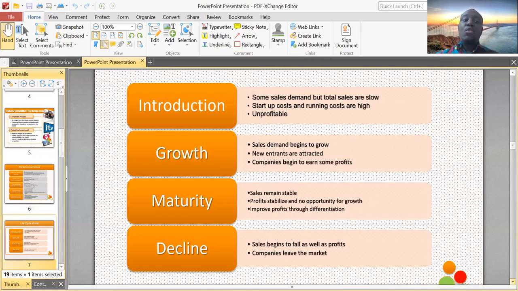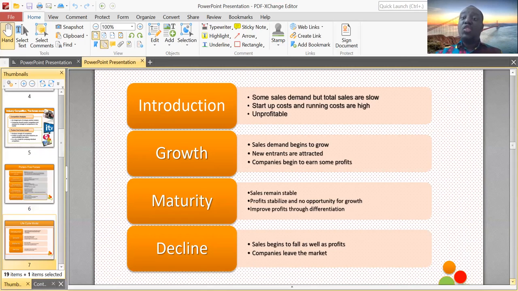Then there's a growth phase where demand begins to grow. And because demand is beginning to grow, new entrants are attracted. So there's some form of competition here. And then at this point, companies begin to make some profits. So this is very, very important. This is what happens at the growth phase.